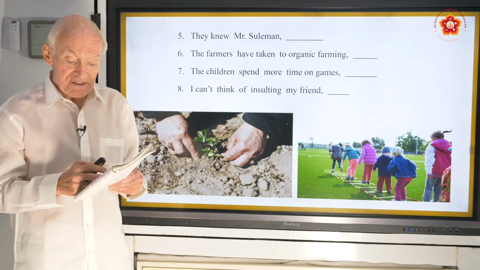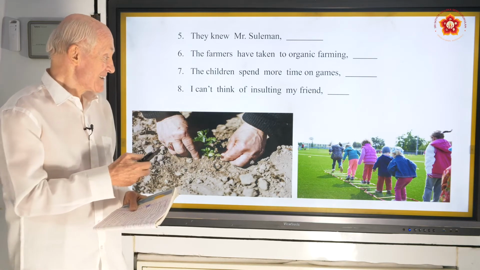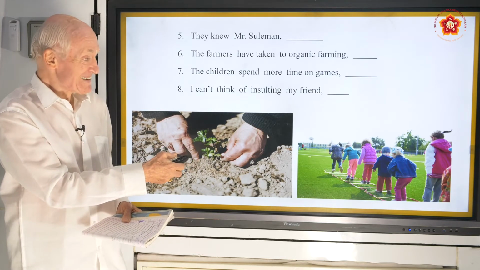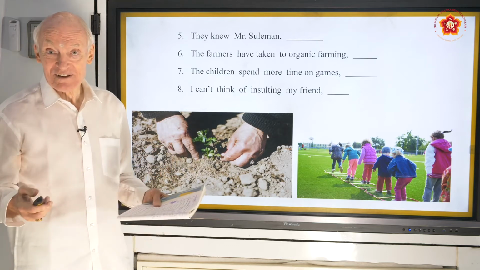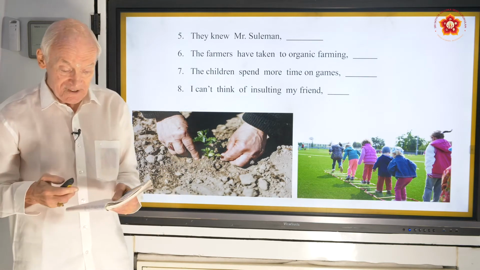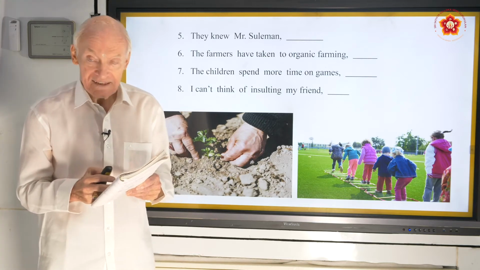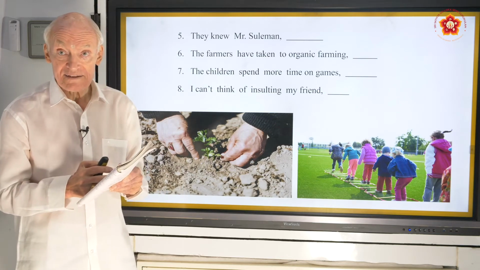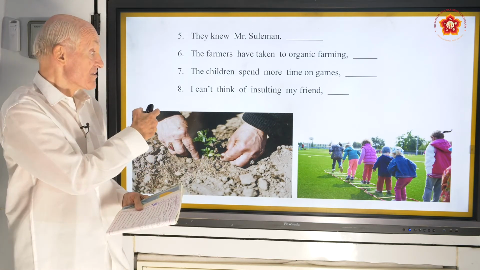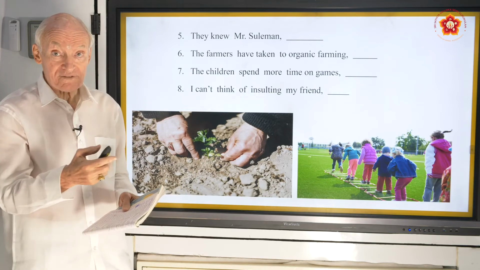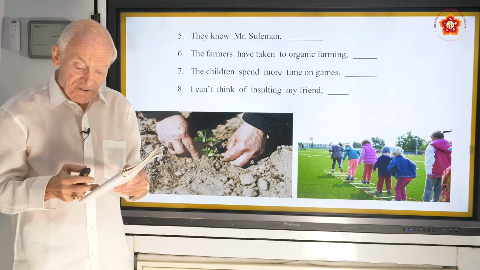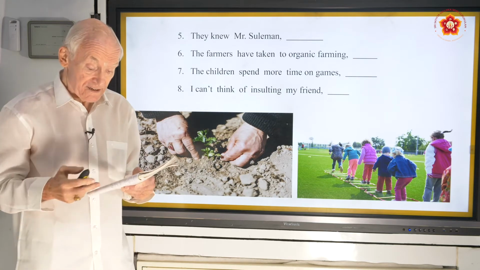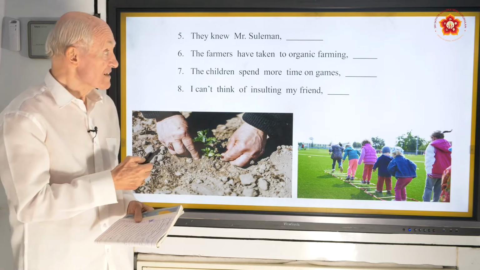Seven, the children spend more time on games. And we can see here a picture of organic gardening, and then we can see the children playing games. And they spend all their time playing games, if they could. The next one, I can't think of insulting my friend. Can I? So the first part has the not in there. I cannot think of insulting my friend. So when you ask the question, you have to say, can I? Not can't I. The not is already in the first part of the question. Let's go ahead and see some more examples.